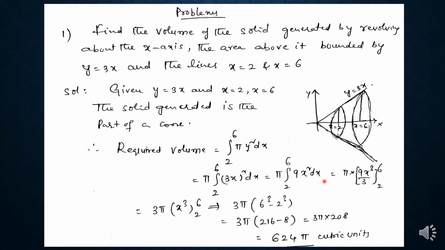That is 9 pi into the integral of x square dx, which is x cube by 3, from 2 to 6. That is 3 pi into x cube from 2 to 6. That is 3 pi into (6 cube minus 2 cube), which is 3 pi into (216 minus 8), that is 3 pi into 208. That becomes 624 pi cubic units.